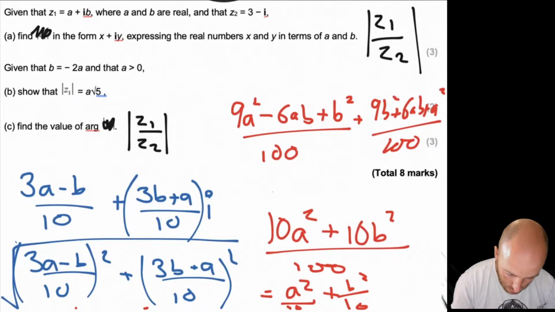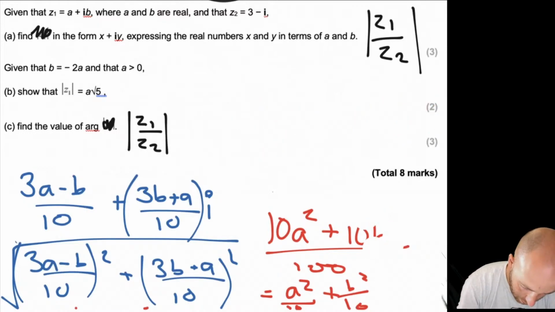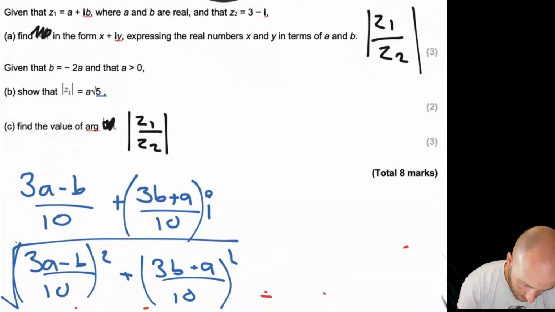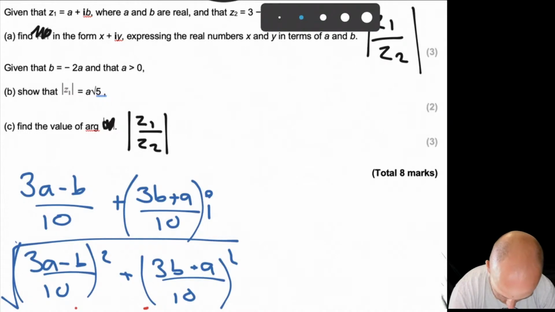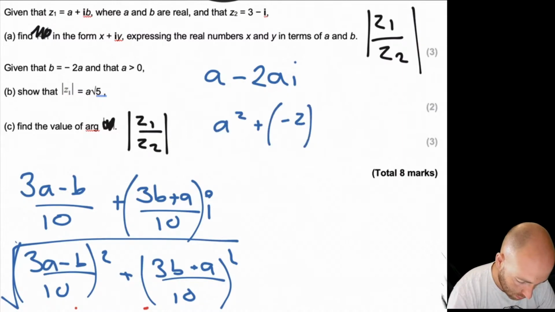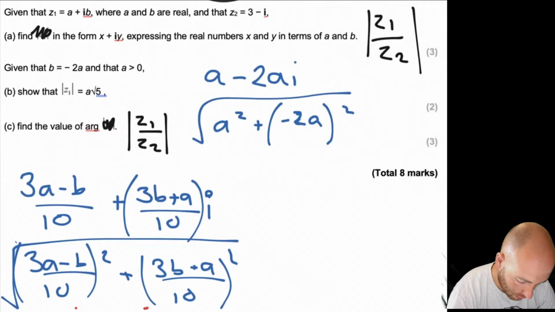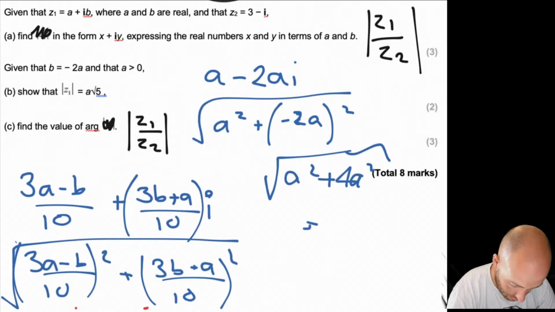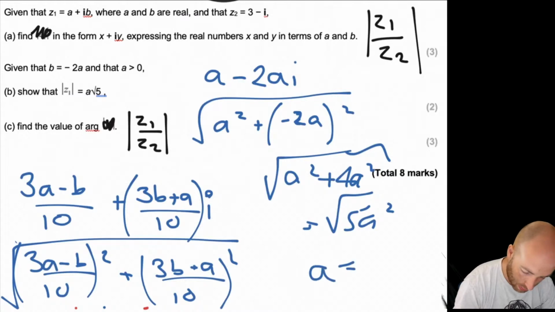Alright, part B. Given that B is minus 2A, so the modulus of A is this. Given that B is minus 2A, we've got A minus 2Ai. We want to find the modulus of A, so we get the square root of A squared plus minus 2A squared, which is the root of A squared plus 4A squared, which is the square root of 5A squared. We can bring A out, so we get A root 5.